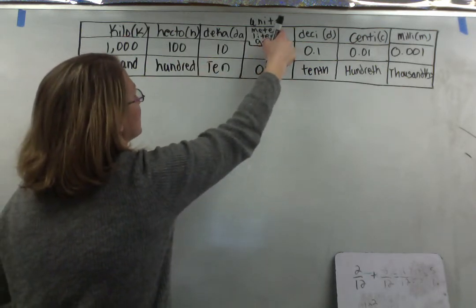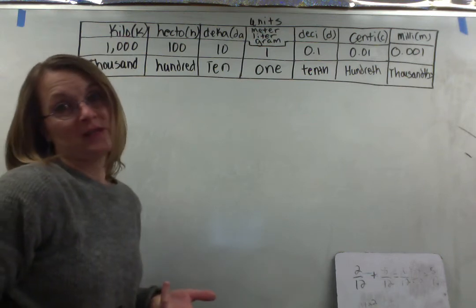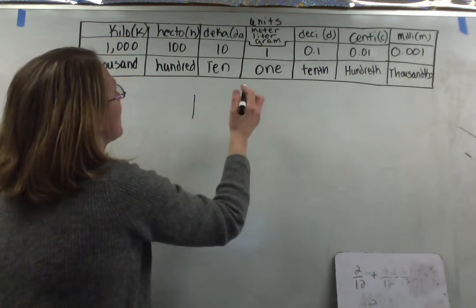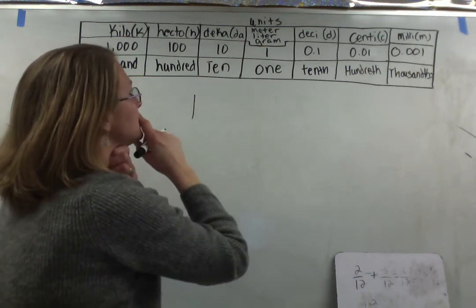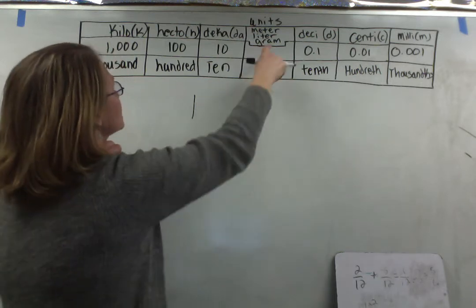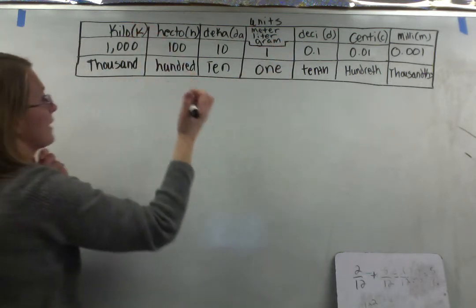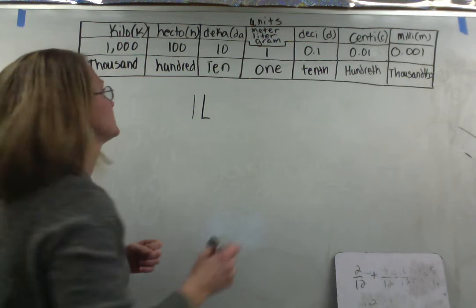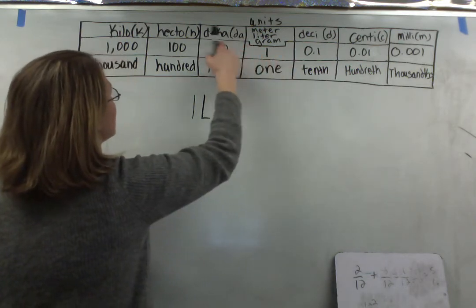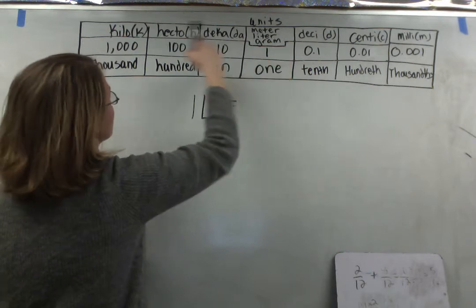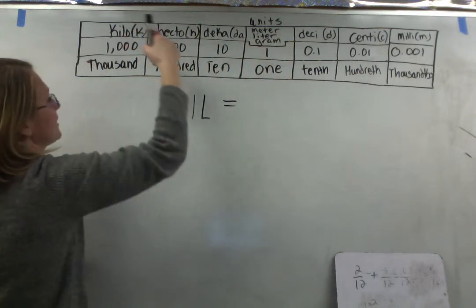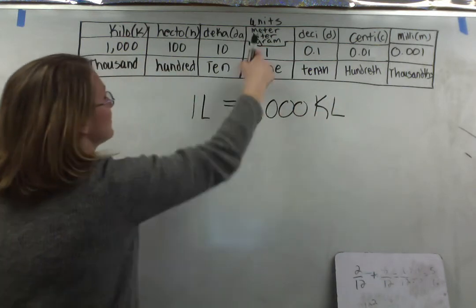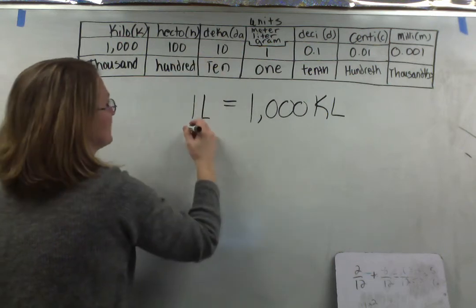So if we look at liters, we're kind of used to liters. Soda bottles are measured in liters. So if I have 1 liter, how many liters does it take to make a kiloliter? Okay, well, 1 liter, I'm going to put a capital L just so that the 1 and the L don't look the same. It's going to take 10, 100, 1,000 of these to make one of these. So if I have 1 liter to make a kiloliter, I'm going to need 1,000 of them. If I wanted to make a hectoliter, I'm going to need 100 of them.